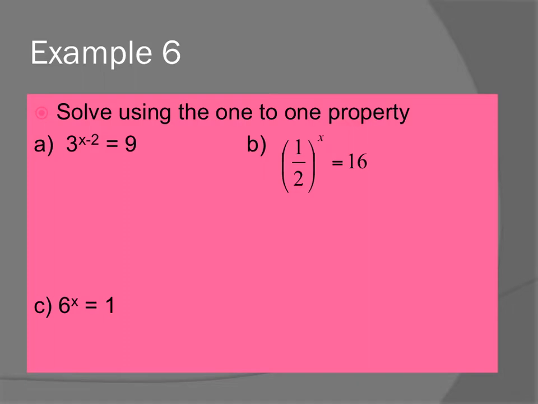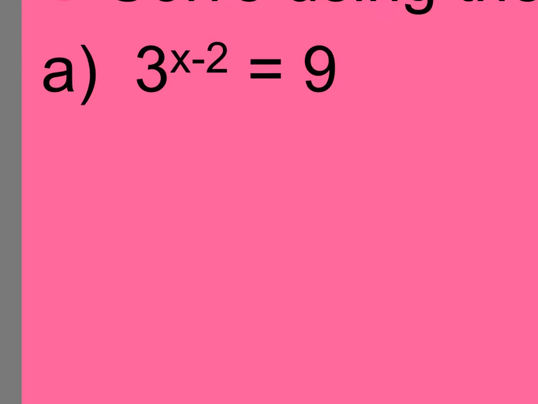So you solve using the one-to-one property. Let's look at A first. The left side says 3 to the x minus 2, and the right side says 9. Are they the same bases? No. Can I change them so they have the same base?